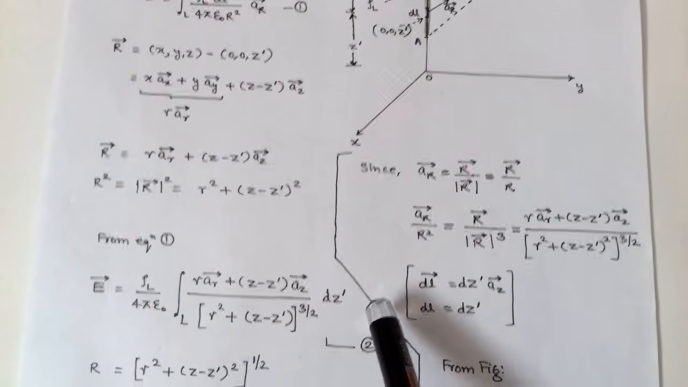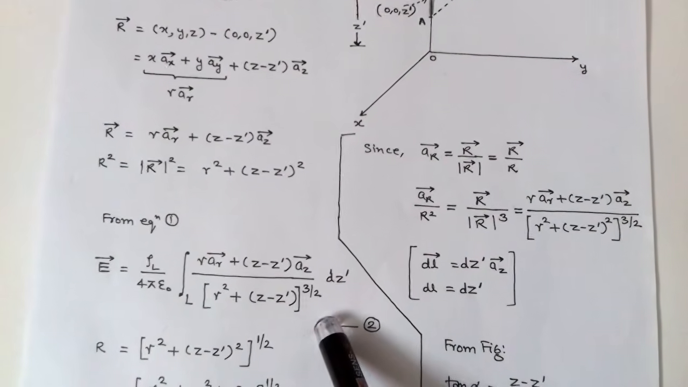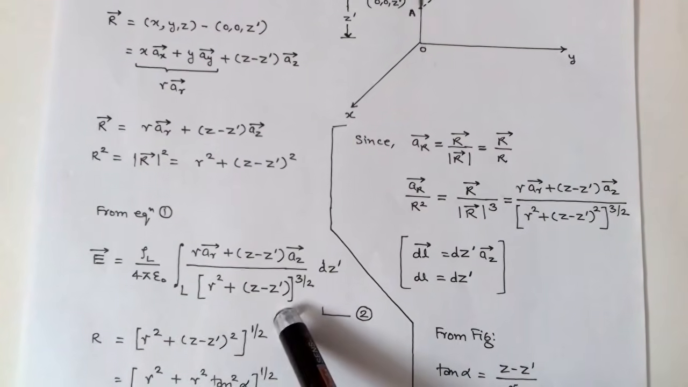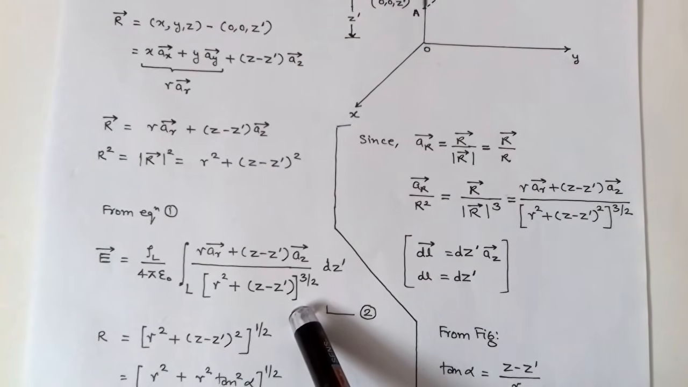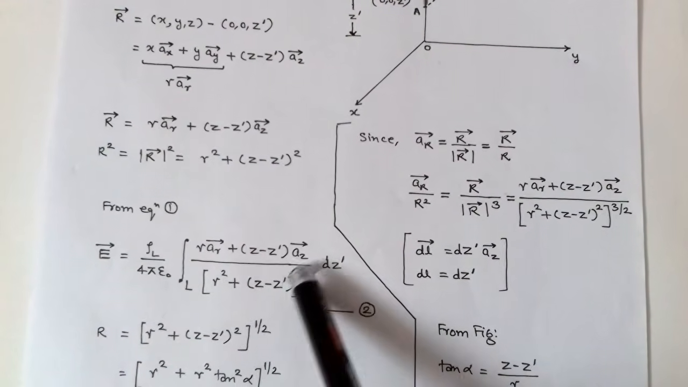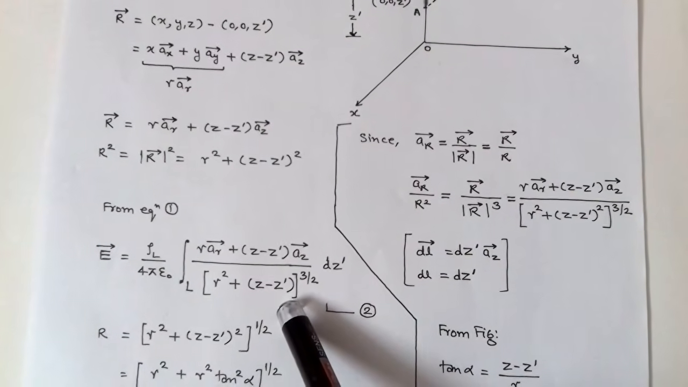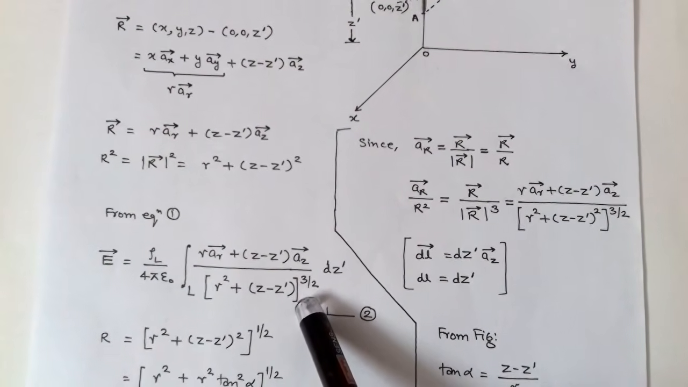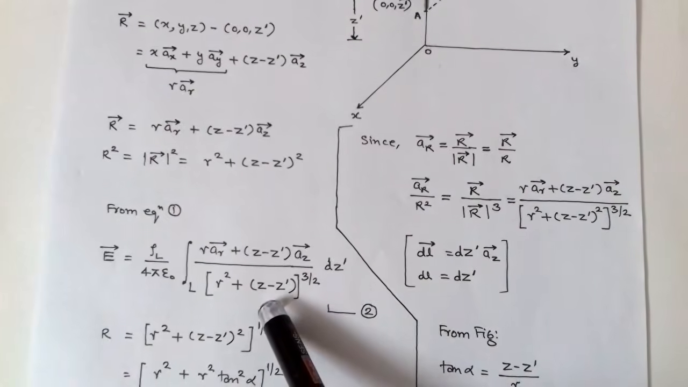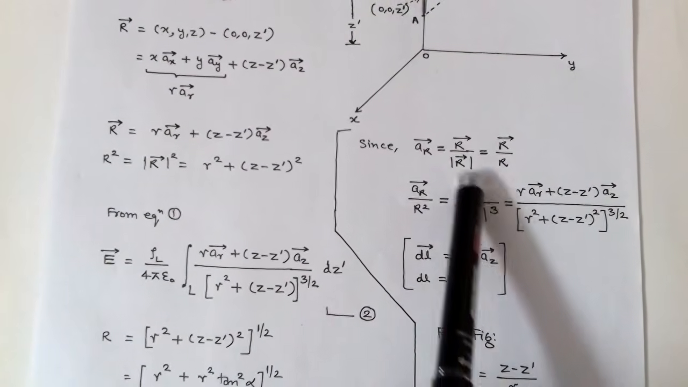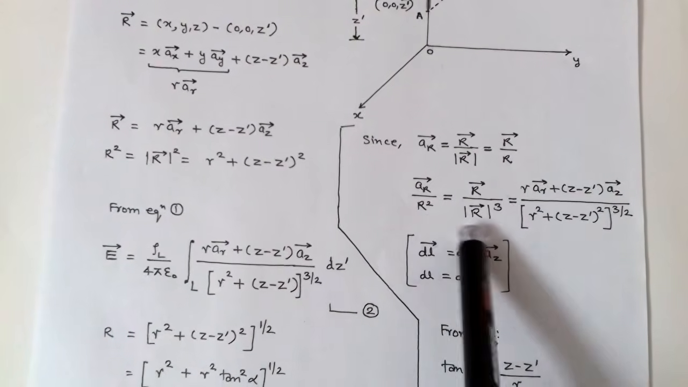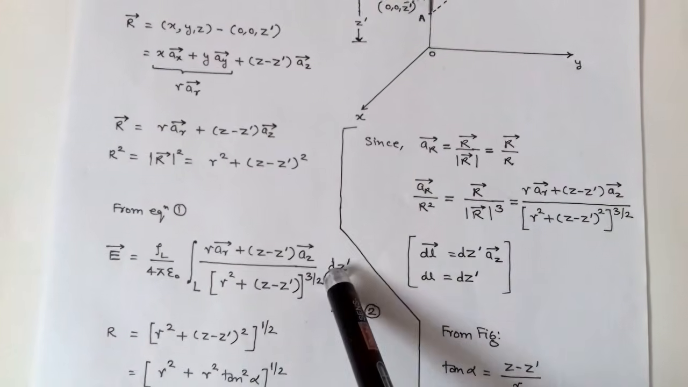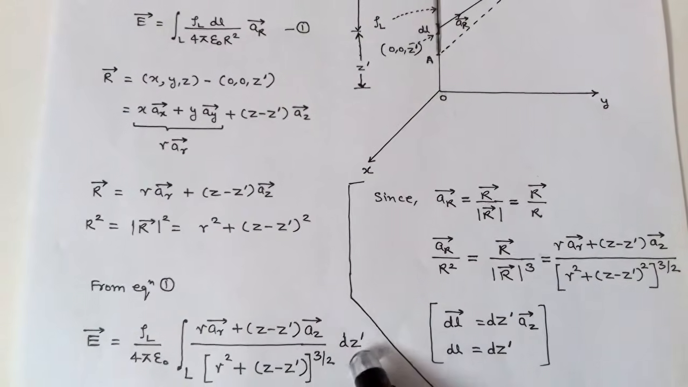Now after putting this from equation 1, since rho L is constant and 4 pi epsilon naught is also constant, taking outside the integration, it becomes line integration r unit vector r plus z minus z dash unit vector z upon r square plus z minus z dash whole to power 3 by 2, because in place of unit vector R we can write vector upon its magnitude, and it becomes magnitude cube, and under root is power 1 by 2, so it becomes 3 by 2, like this here.